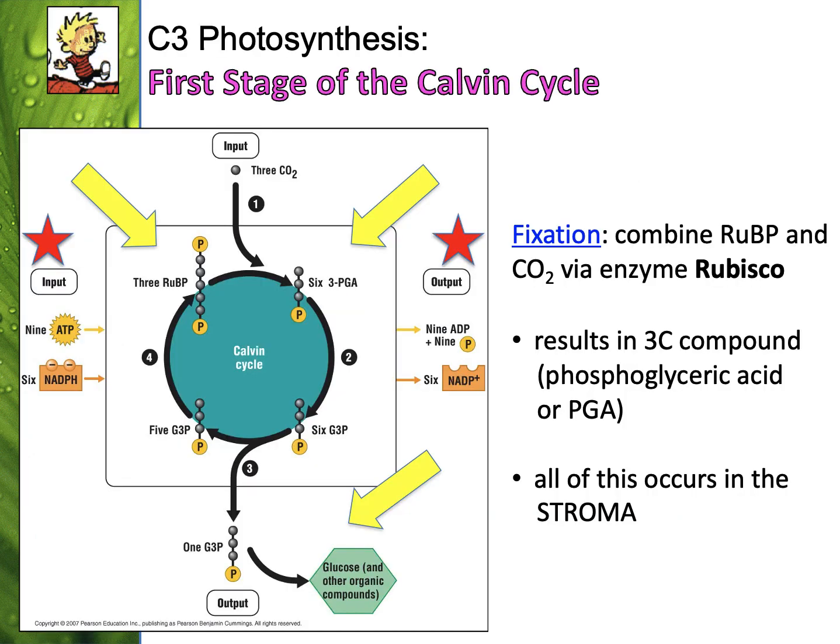Now, the first stage of the Calvin cycle is fixation. And this stage involves the combining of RuBP, which is a 5-carbon sugar, to carbon dioxide with the enzyme Rubisco. Now, C3 photosynthesis is called C3 because it results in the formation of a 3-carbon compound that contains 3 carbon atoms. And this compound is called phosphoglyceric acid, which is abbreviated PGA. Recall that all of this occurs in the stroma when we're doing the Calvin cycle during classic photosynthesis.